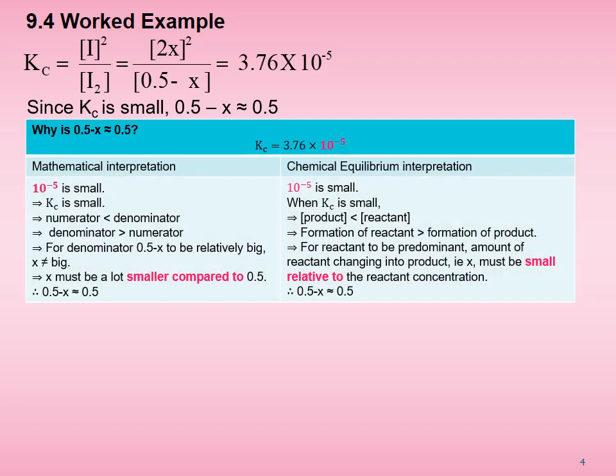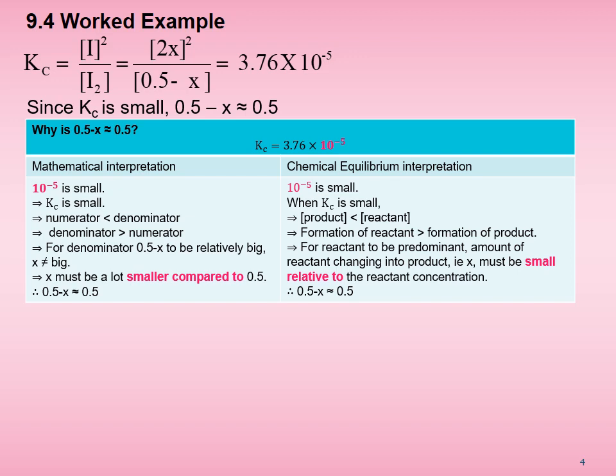Why? A small Kc means the numerator is a lot smaller than the denominator. If the denominator, which is the concentration of molecular iodine, is larger, it means the formation of molecular iodine is more favorable than that of iodine atoms. Thus, the system is reluctant to convert large amounts of molecular iodine into atomic iodine. It only allows tiny amounts of molecular iodine to turn into atomic iodine. Thus, the change in concentration of molecular iodine, which is set as minus x, is rather small.